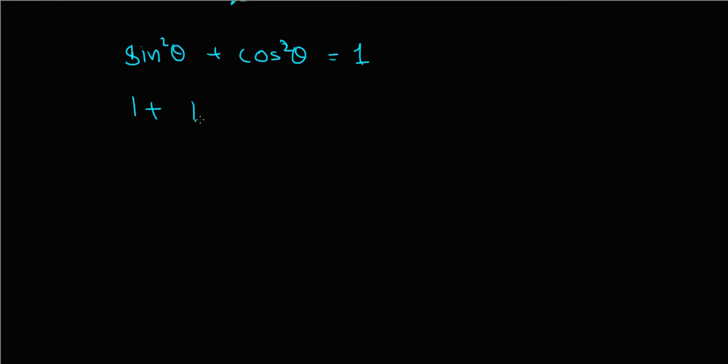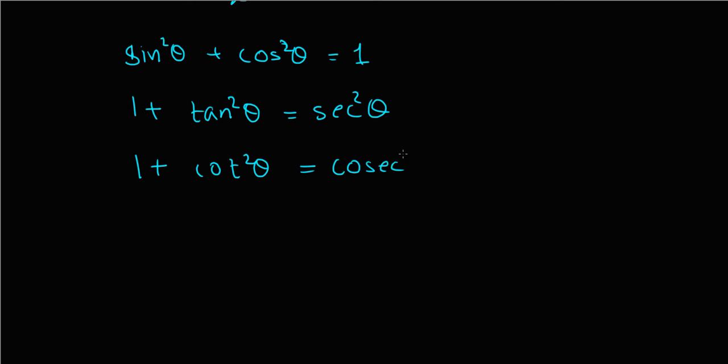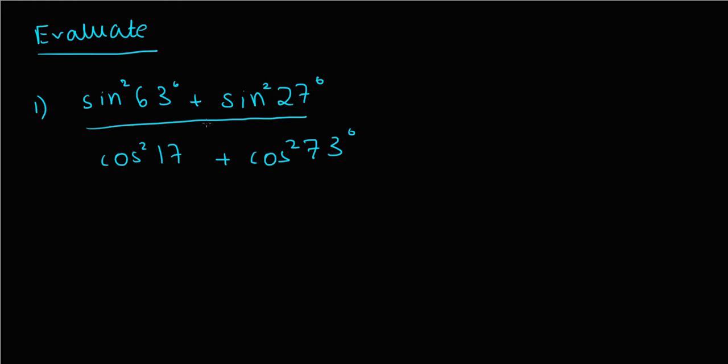We have 1 plus tan square theta equal to sec square theta, and we have 1 plus cot square theta equal to cosec square theta. So we'll see questions related to these identities now. So this is the question that's given to us. Sine square 63 degrees plus sine square 27 degrees by cos square 17 degrees plus cos square 73 degrees.